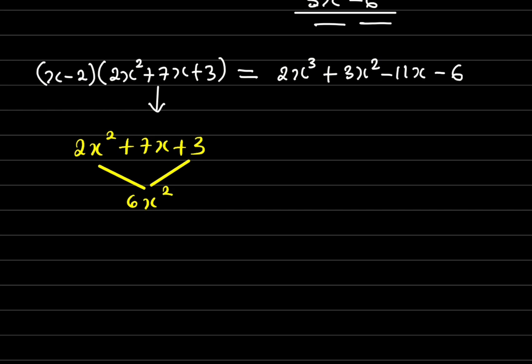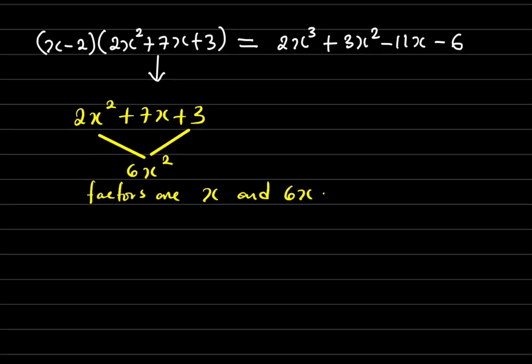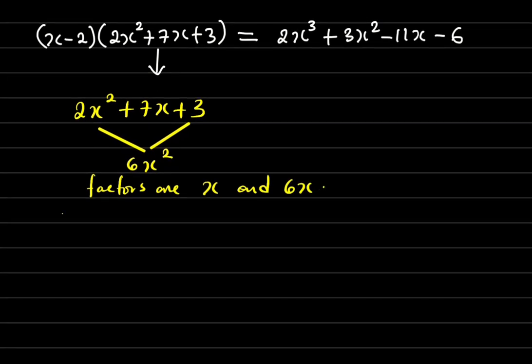That should be 1 and 6. So the factors are x and 6x. So we replace it. We are going to have 2x squared plus 6x plus x, then plus 3. Then we'll group into 2 and factorize further.